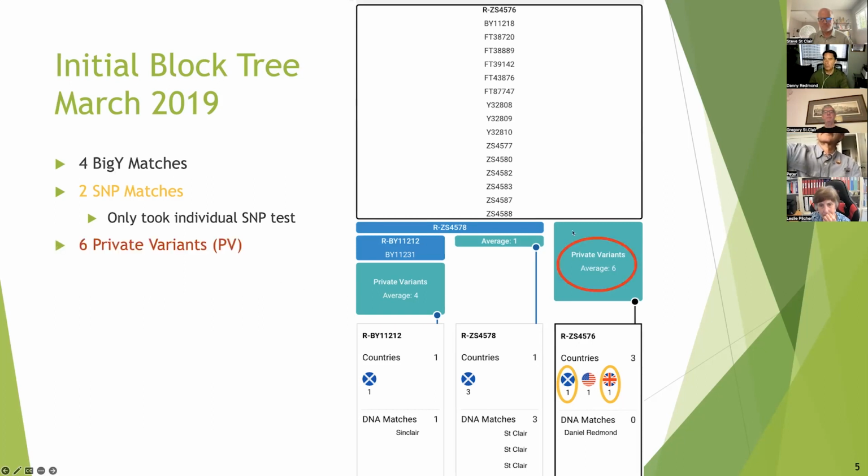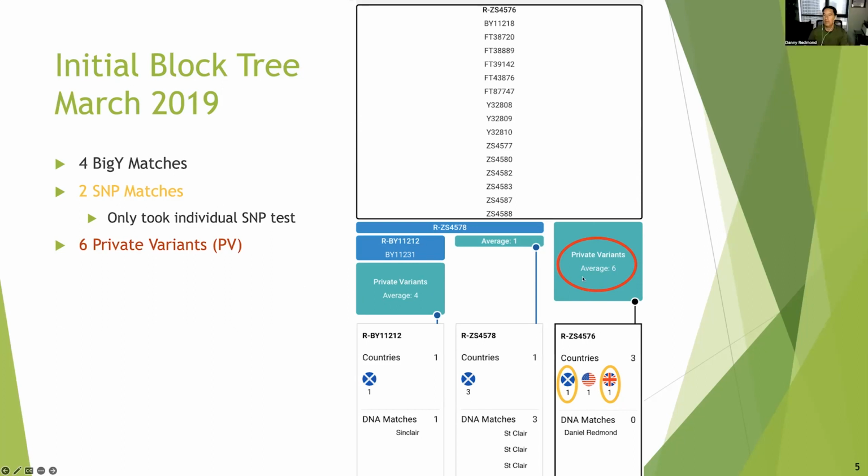What my results showed was I had 6 private variants. That means that from the common ancestor of Steve, because Steve was down here in one of these 3 individuals, and the other 3 Sinclair matches, I had 6 private variants that broke off from that common ancestor, meaning I had 6 different mutations that happened after leaving that common ancestor.